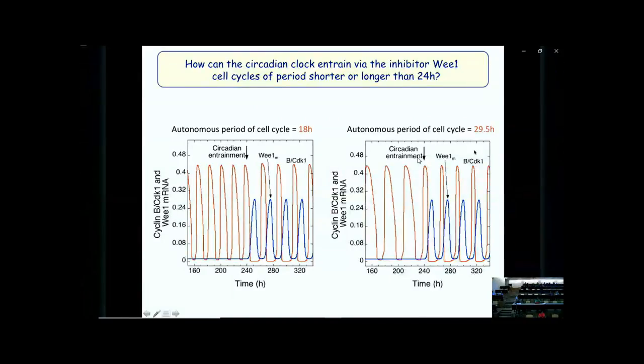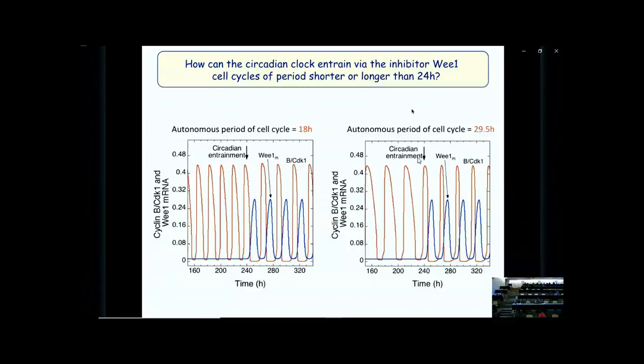Now, what about the right part? We use the inhibitor of the cell cycle, WEE1, for a cell cycle which has a period of 29 hours. But how can we go from 29 hours to 24 using an inhibitor, using a brake? It's counterintuitive because you are slowing down the system and nevertheless it goes from 29 to 24 hours.